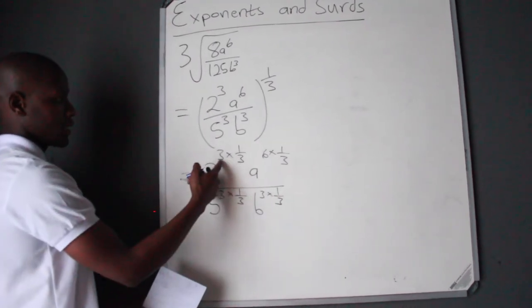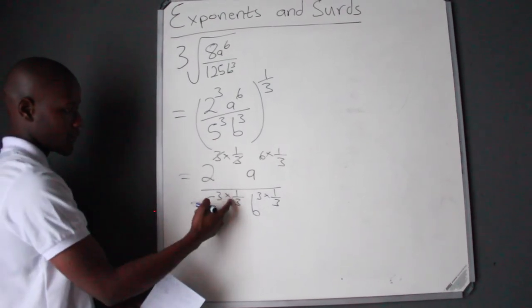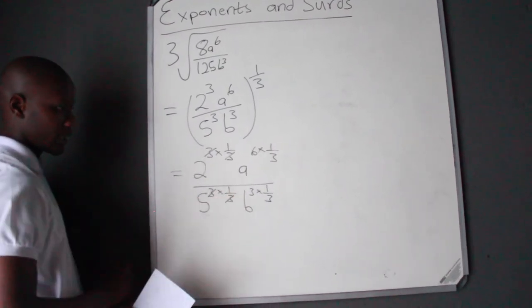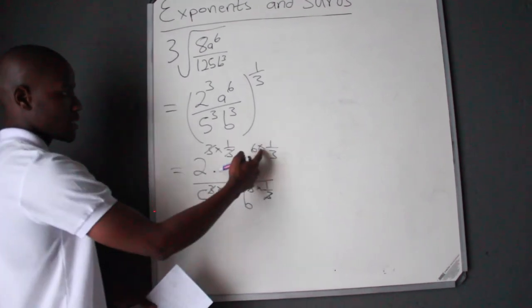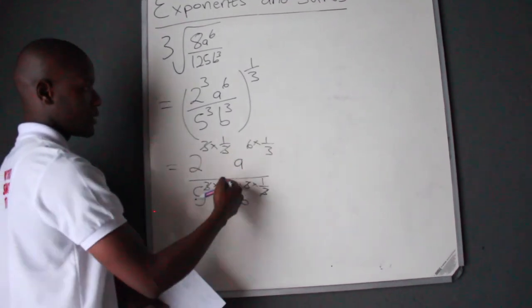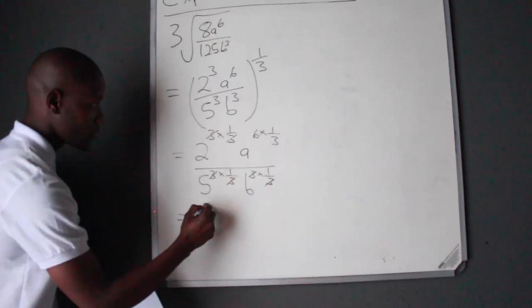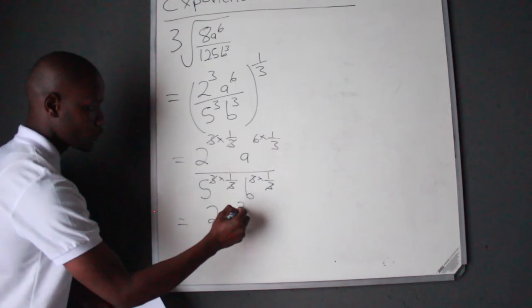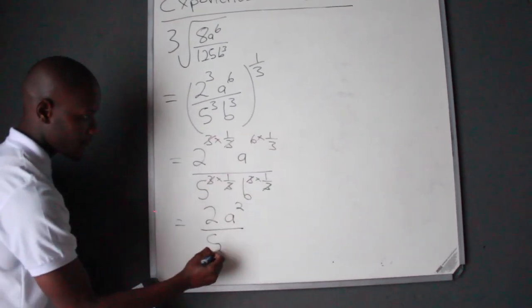So 3 times 1 over 3, 3 cancels with 3. 3 times 1 over 3, 3 cancels with 3. 3 times 1 over 3, 3 cancels with 3. So 6 multiplied by 1 over 3 is 6 over 3, which is 2. So it's going to be 2a to the power 2, because 6 divided by 3 is 2, divided by 5b.